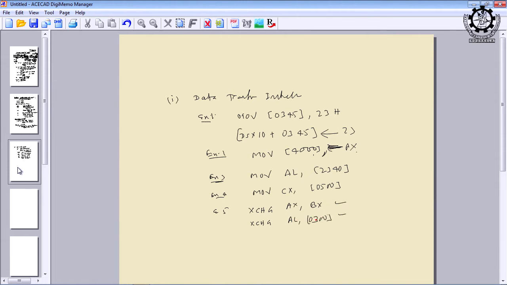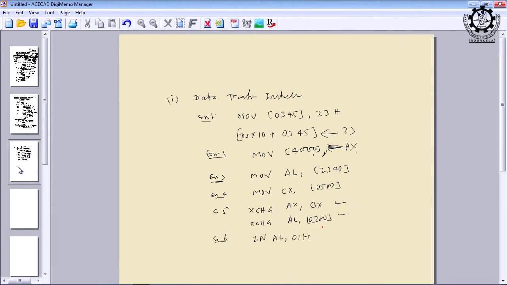Just observe these two instructions, XCHG AX, BX. What is the meaning of this? BX is a 16-bit register and AX is also a 16-bit register. Both values will be swapped, exchanged. So, after executing this instruction, the BX content will be available in AX and the AX content will be available in BX. Is it okay? Similarly, if I write XCHG AL, [0300], what is the meaning of this? 0300 is the memory location, referring to an 8-bit location, and its content will be exchanged with AL.